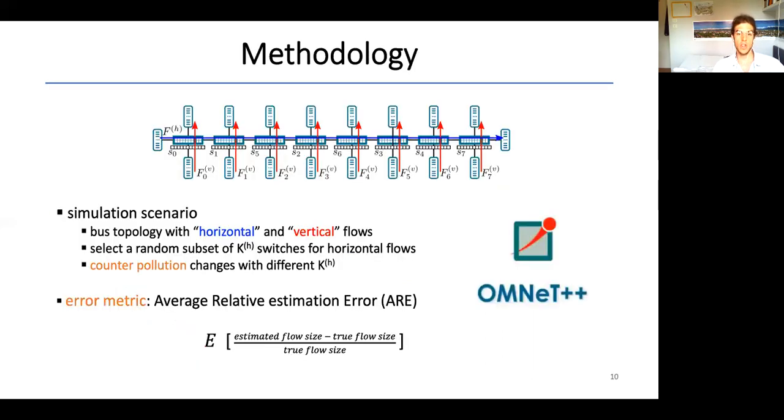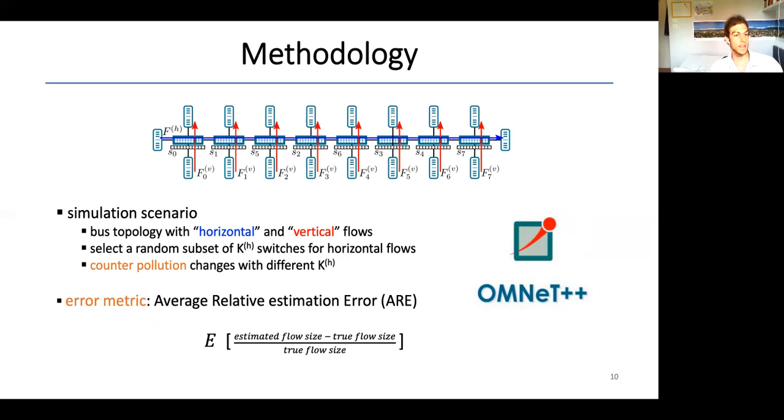We validated our intuitions with the testbed topology and we implemented the setup in the OMNet++ simulator. As you can see here, we consider a bus topology of 8 switches with a simple traffic scheme that allowed us to study the effect of counter pollution. So here we have two classes of flows that for simplicity we name horizontal and vertical flows. And we vary the parameter KH, which is a random subset of switches updated for horizontal flows. Of course, vertical flows cross a single fragment, so we have no choice.